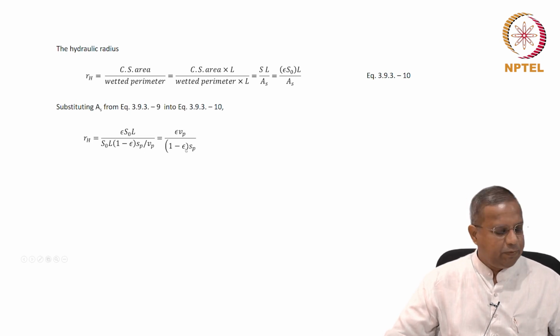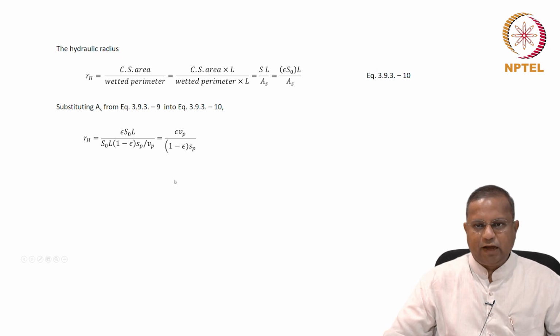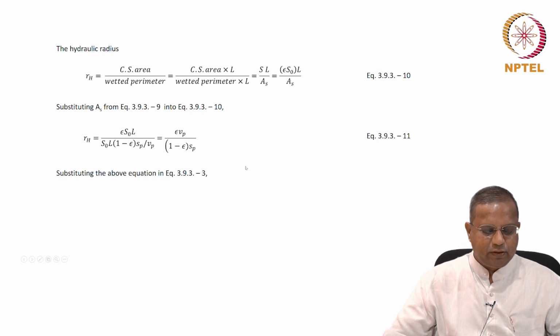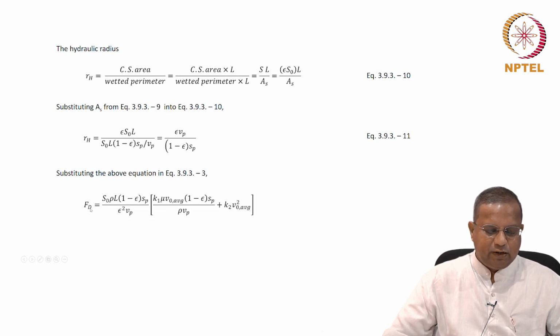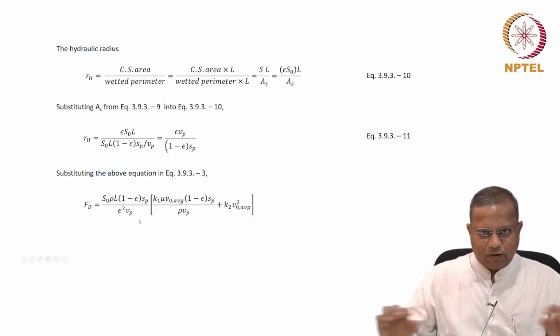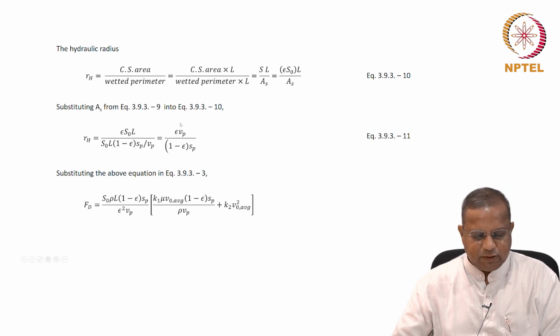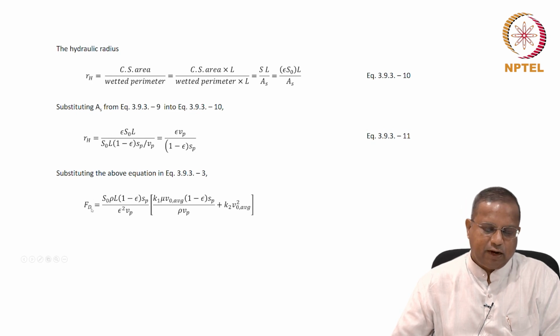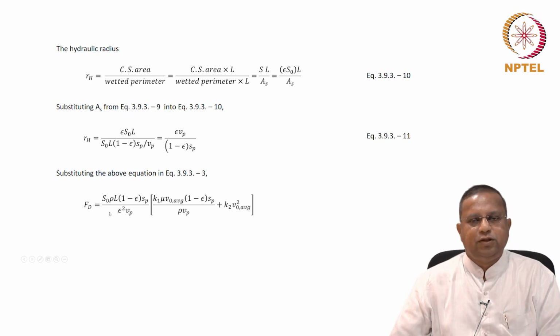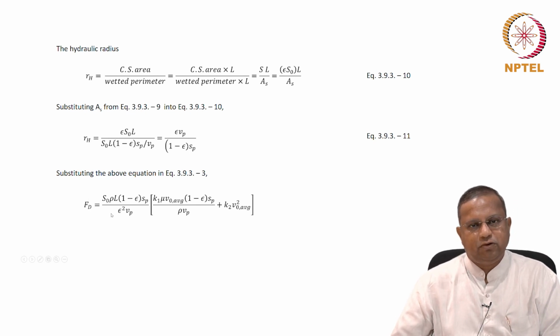By Vp, and therefore the Vp goes up, and you have this as the RH, equation 3.9.3-11, and substituting this into 3.9.3-3, check what that is. We'll get the drag force as this equation. Please stop the video here, go back to 3.9.3-3, substitute RH into that, and see whether you get this expression for FD. Go ahead and do that, please. Pause the video here, go ahead and do that, come back.